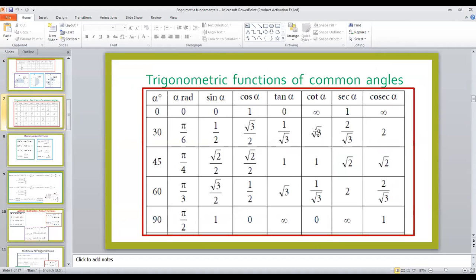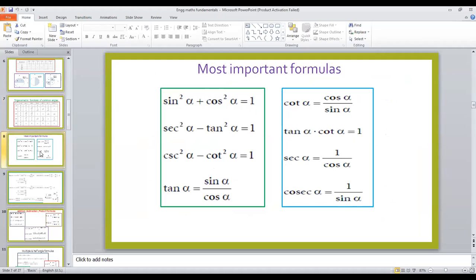So this is the table for the values of trigonometry ratios at standard angles, that is 0, 30, 45, 60, and then 90. Now we go to the next, that is the most important formulas in trigonometric ratios.